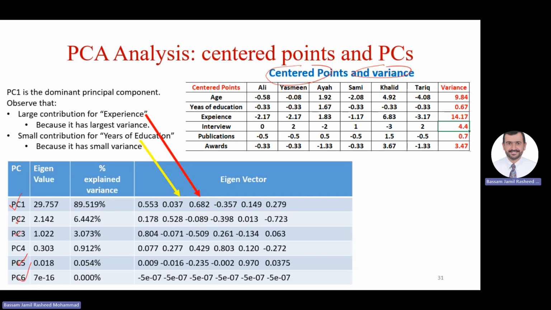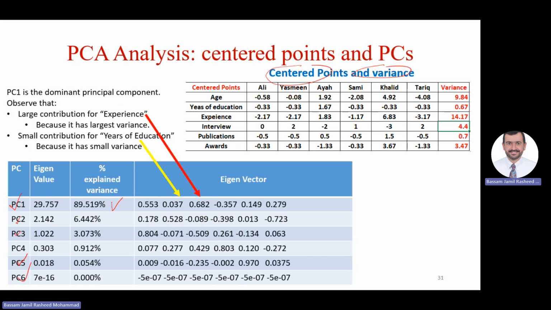Now the explained variance, which is basically how much information every PC has. Now PC1, notice that it has about 90% of the information. Oh, that's very strong. And there is a reason for that. How do we know what's the reason?